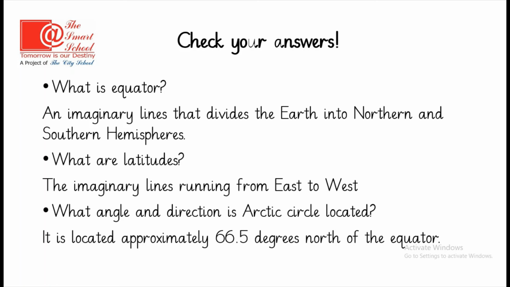Now check your answers. What is equator? Yes, it's an imaginary line that divides the earth into northern and southern hemispheres. What are latitudes? Yes, these are imaginary lines running from east to west. What angle and direction is Arctic Circle located? Yes, it's located approximately 66.5 degrees north of equator.